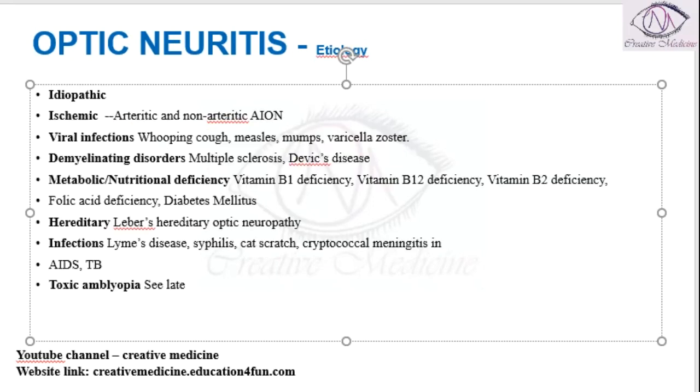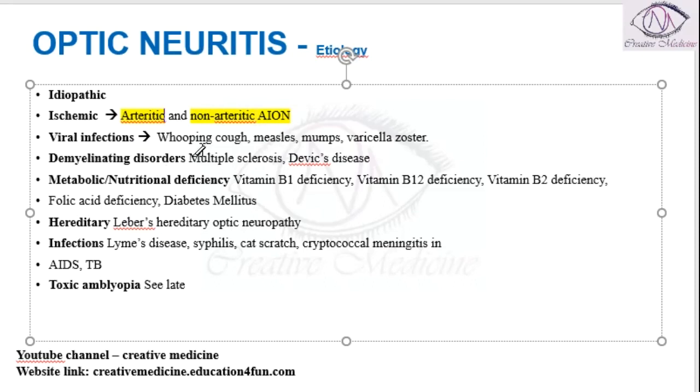Optic neuritis can be idiopathic or it can be due to ischemic causes like arteritic and non-arteritic. Acute ischemic optic neuritis is seen. So based on the ischemic features, it can be either arteritic or non-arteritic acute optic neuritis. Second, we have viral infections.